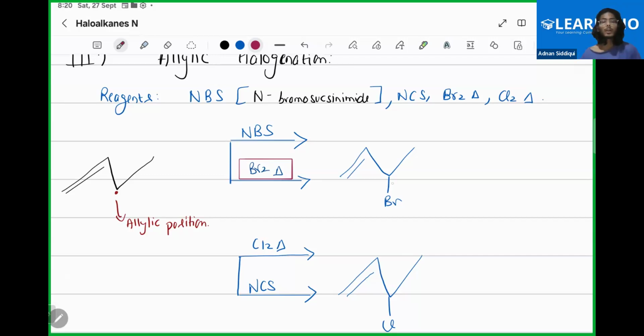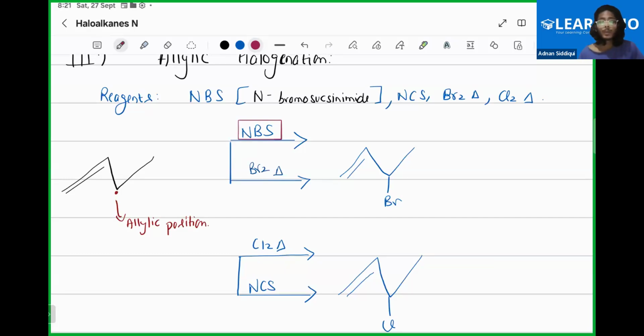Simple. You have to add Br2 in presence of heat. This triangle is the symbol of heat. Or what you can do is add this reagent, NBS. NBS or Br2 with heat, both of them are going to do the same work. NBS is N-bromosuccinimide. This is what we call N-bromosuccinimide. It is basically a reagent by which we can form allylic halides.